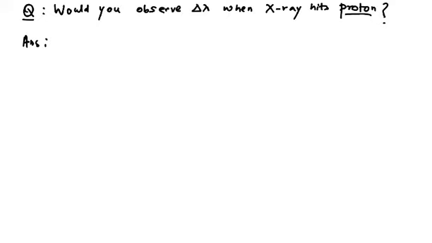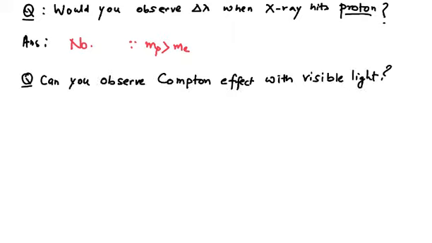Now, if I ask you a question, would you observe a change in wavelength or shift in wavelength when an X-ray hits a proton? The answer would be no, because the mass of a proton is much greater than the mass of an electron. So again, in the denominator you have a heavier mass, so the delta lambda shift will be much smaller.